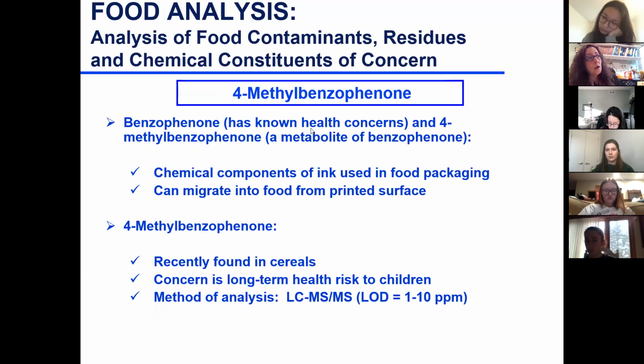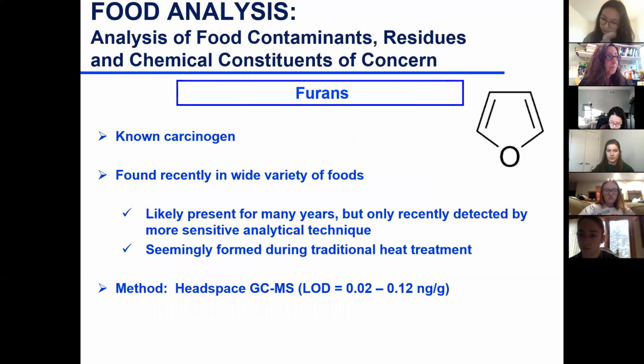This is also another contaminant that could leach into the product, and it's from ink. So methylbenzophenone, and there has been contamination in cereal. And like I said last time, in most cereal boxes the product is inside a plastic bag container rather than without a plastic container, to avoid any leakage of ink into the product. Health concerns in children and LCMS as detection method.